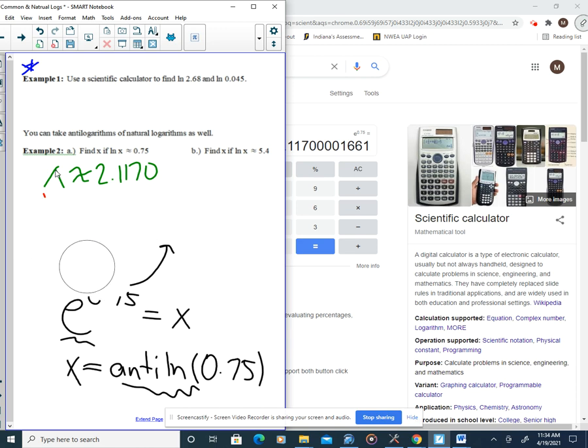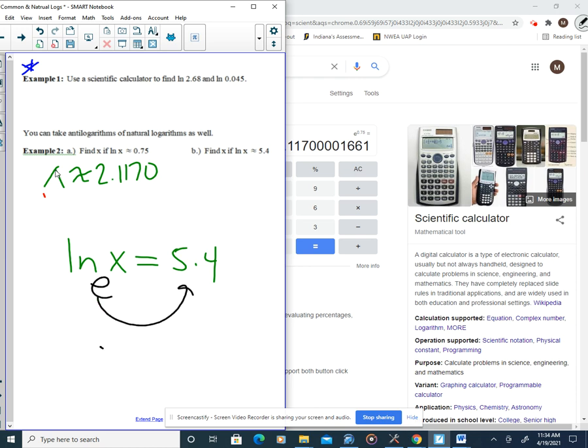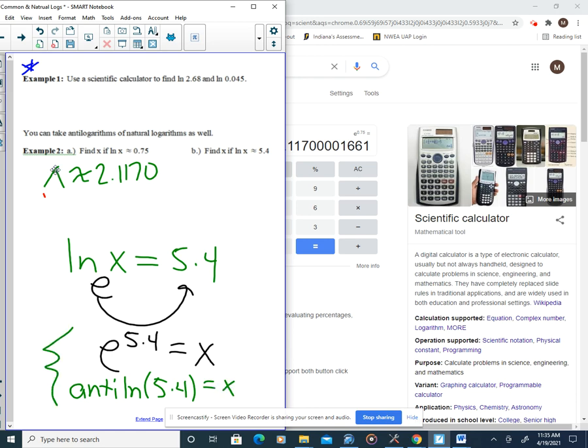So let's look at B. Let's use our calculator to solve it. So B, we got the natural log of x is equal to 5.4. Find what x is about. Again, the base on this logarithm is e. So we want to go e to the 5.4 power is equal to x. Another way of writing that is the anti-natural log of 5.4 is equal to x. These mean the same. So go to your calculator. Let's take e to the 5.4 power and see what we get.